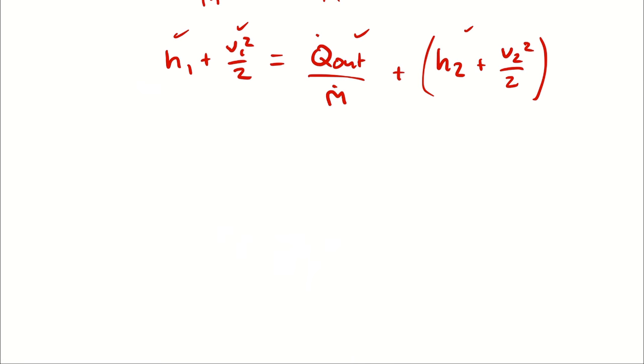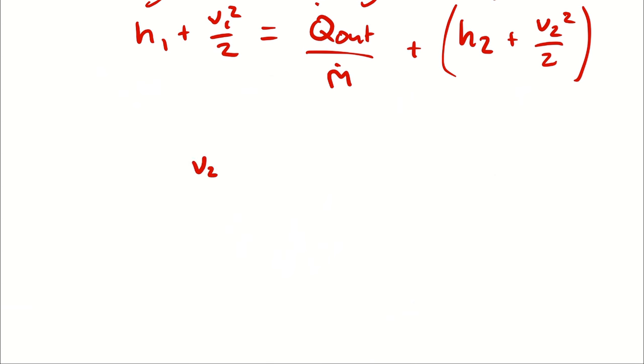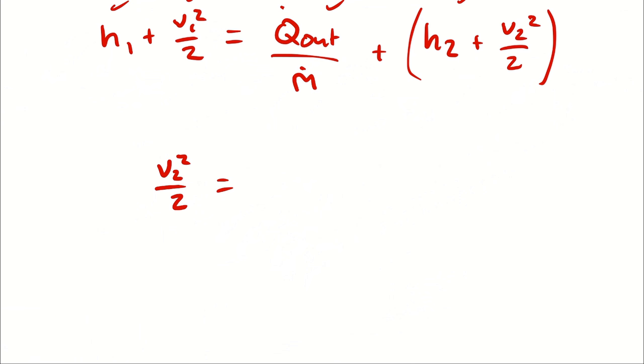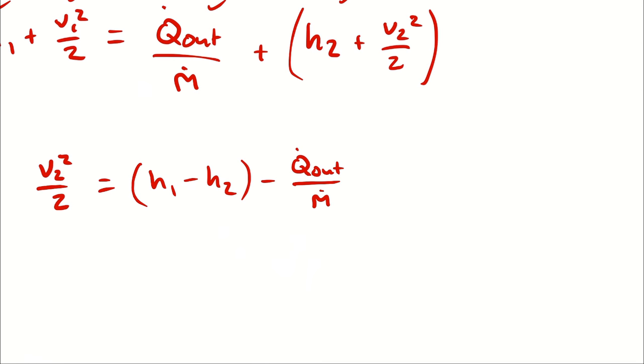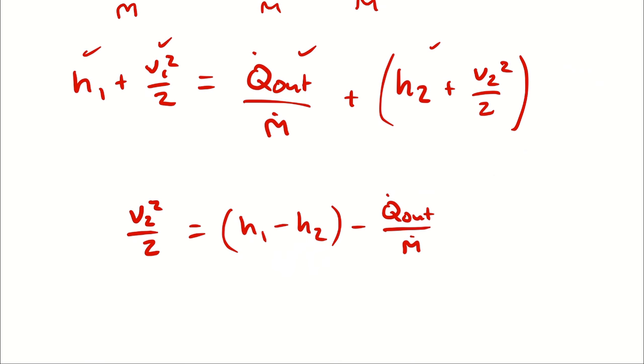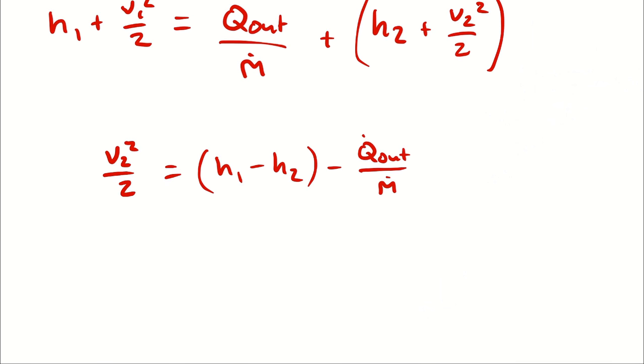So rearranging this equation, I could write v2 squared over 2 is equal to h1 minus h2 minus q dot out divided by mass flow rate plus v1 squared over 2. So the kinetic energy term at state 2 is going to be equal to the change in enthalpy plus the specific kinetic energy term at state 1. And then we also account for the fact that we are losing energy over the course of the process as a result of heat transfer out. So the presence of heat transfer out is decreasing how much kinetic energy there is left at the end, which makes sense.